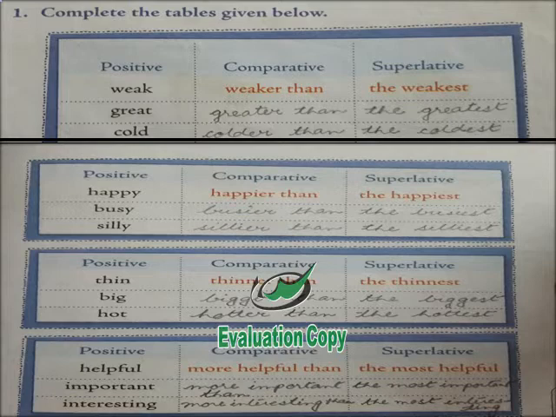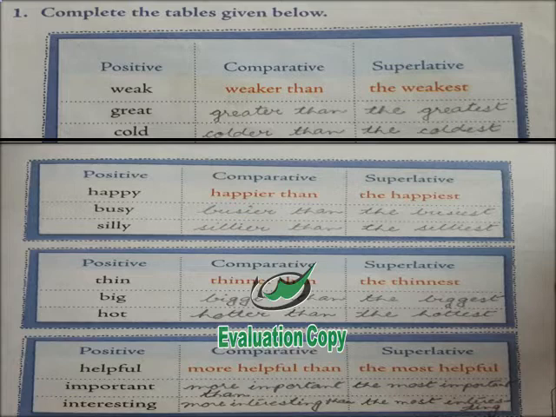When a short adjective ends in a consonant with a vowel just before it, we double the last letter to form the comparative. Now you can see thin. I is a vowel and N is a consonant, and it is a small word. Thin, you double N. Thinner than and the thinnest.